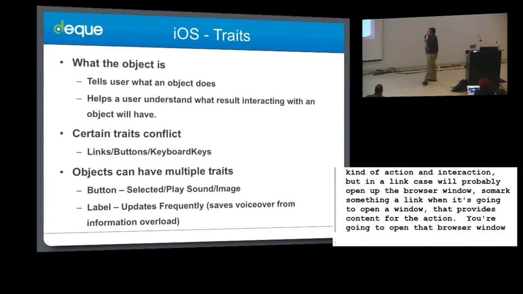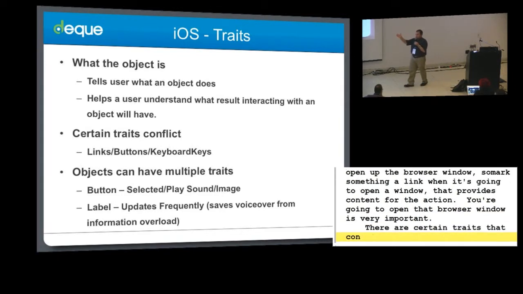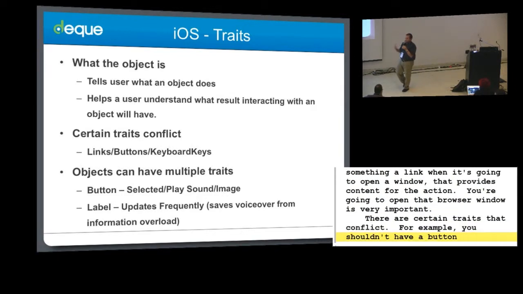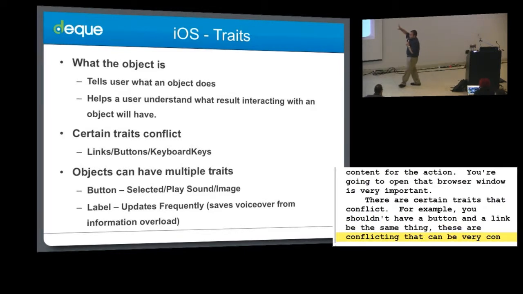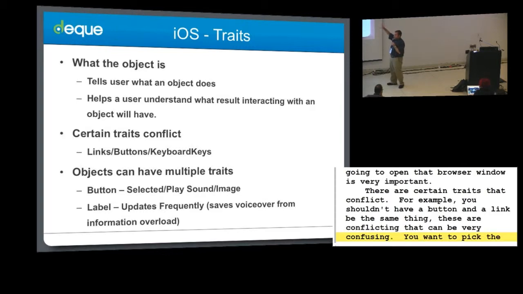There are certain traits that conflict. For example, you shouldn't have a button and a link be the same thing. These are conflicting traits that could be very confusing, right? You want to pick the one that's best for your context, best for what the action is going to be.